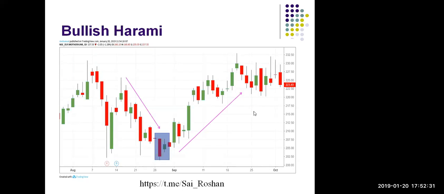It was very difficult for me to get the harami patterns. I searched a good number of charts, but finally could get this. This is the Motherson Sumi Systems one day chart. It's a downtrending market, as you can see, and then you find a bullish harami signal over there.